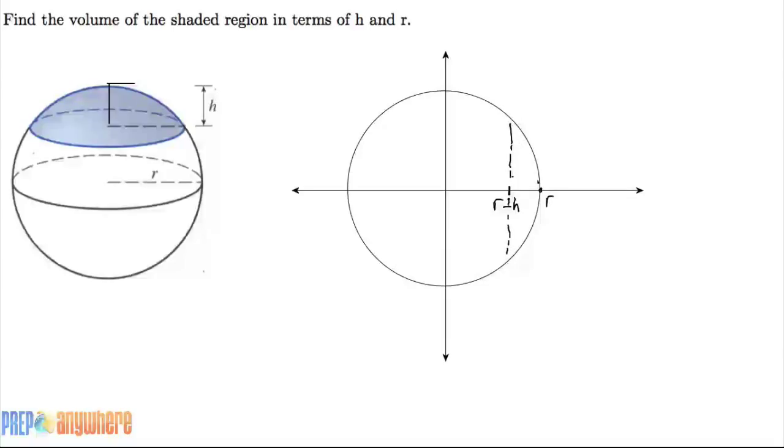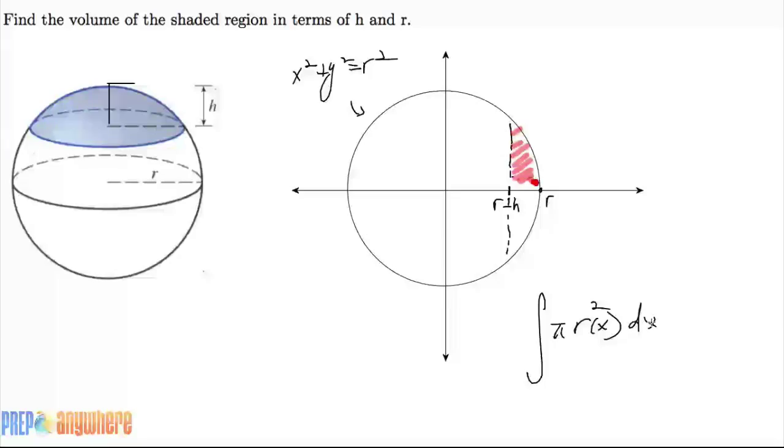So it's this area, this right here, that you're going to be rotating about the x-axis. Okay, you know that the equation of this circle is this. So it's going to be pi times the radius as a function of x, squared, dx. We're going to be integrating from r minus h to r. Let me write that as a big R. I don't want to confuse it with this r.